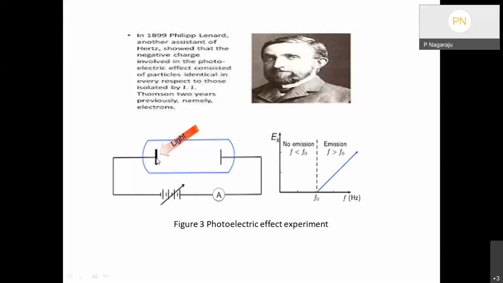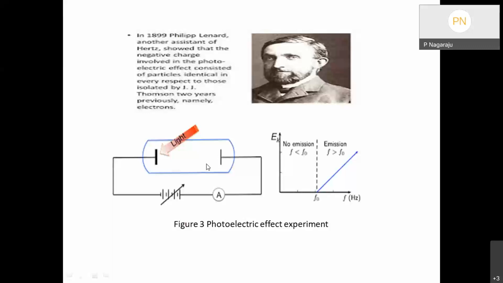What happens when light is incident on the photocathode? The electrons are emitted, and you know the anode is given the positive potential. When the electrons are emitted, at the same time the anode is given the positive potential. Therefore, whatever electrons are emitted from the cathode are attracted by the anode.